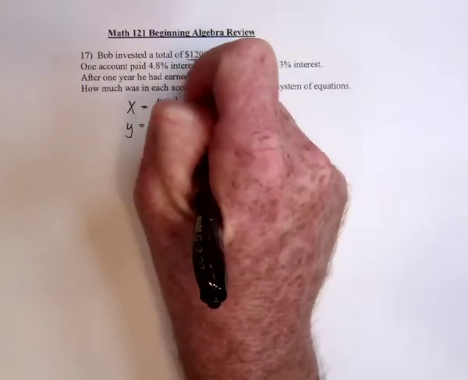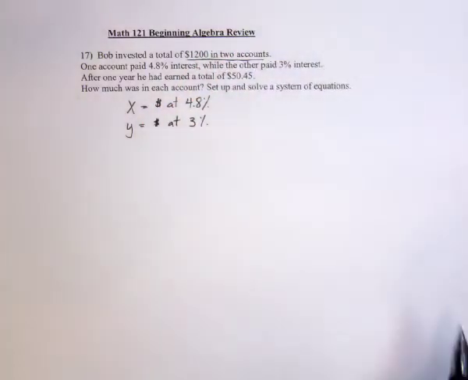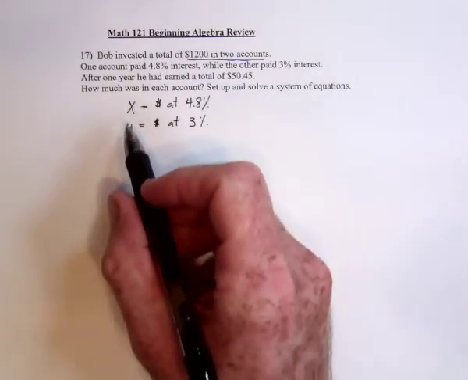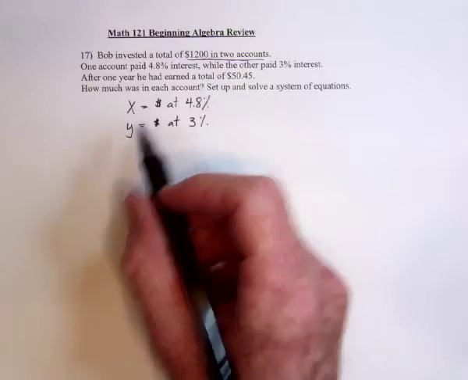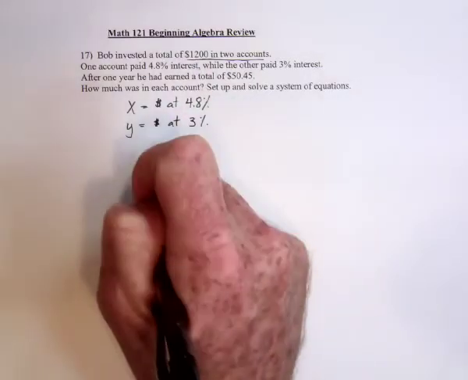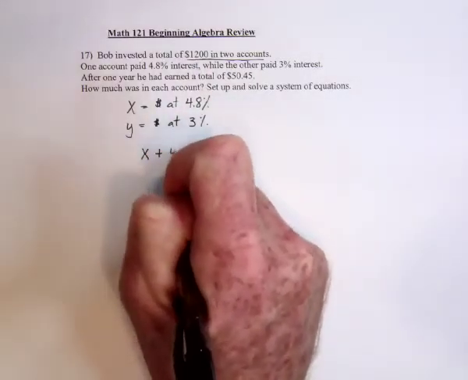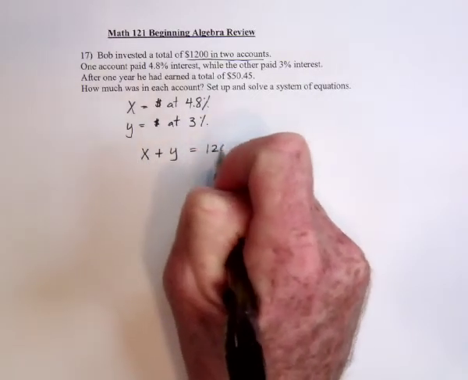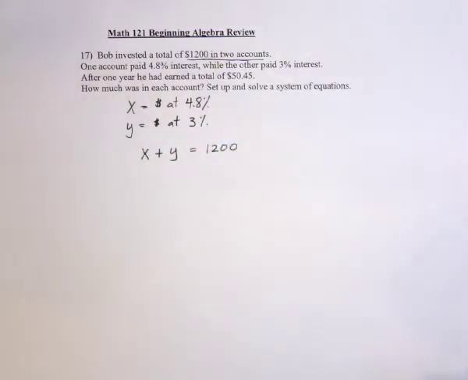One is that he had a total of $1,200 in the two accounts. That means if you add these two up before he ever got interest, that's $1,200. So there's one equation: x plus y equals $1,200. Now the other equation is going to have to come from the interest.